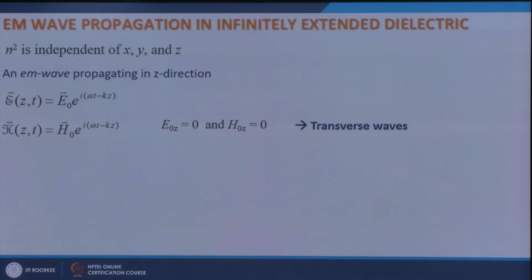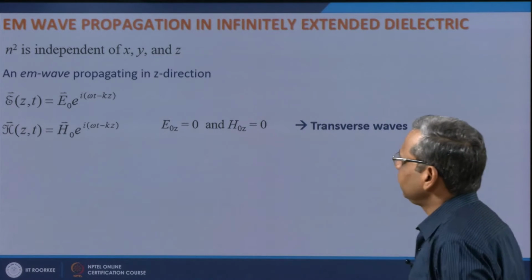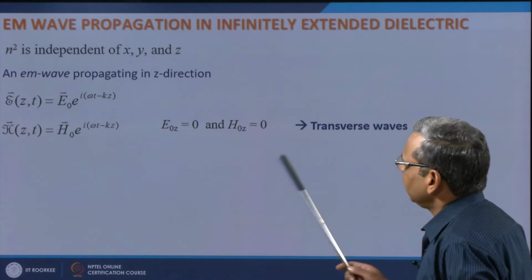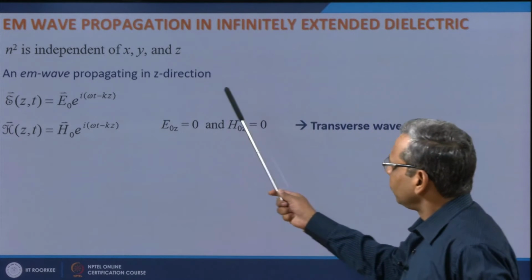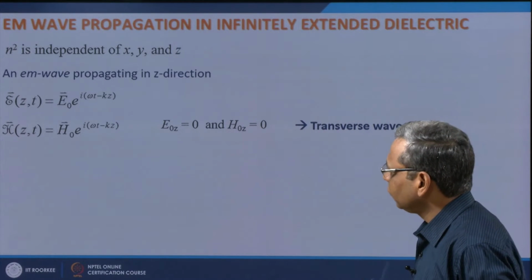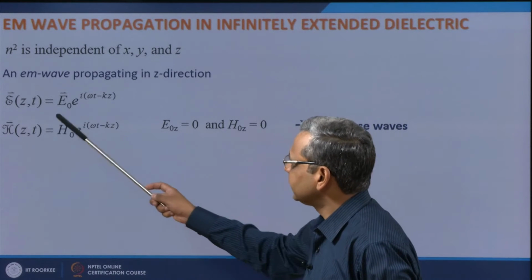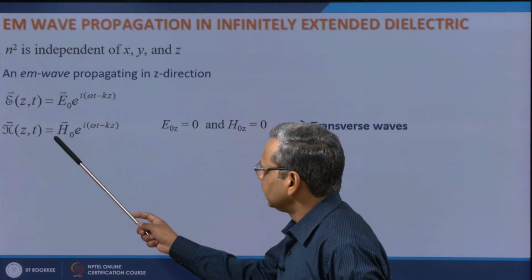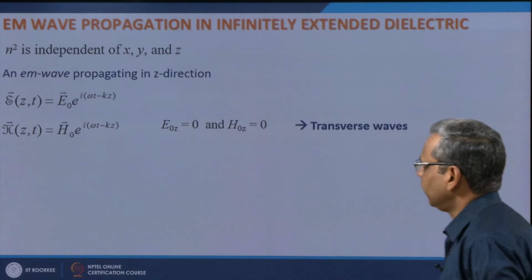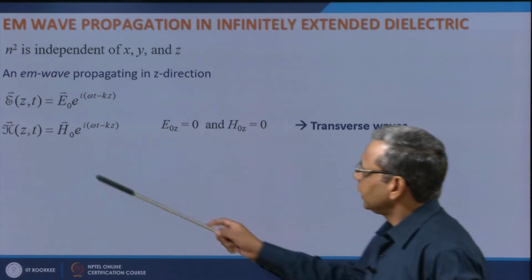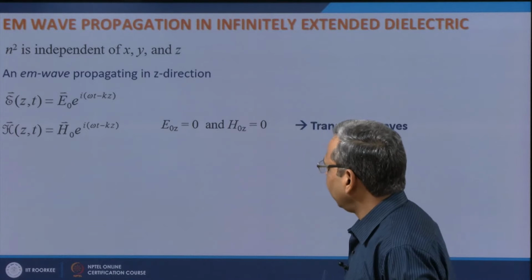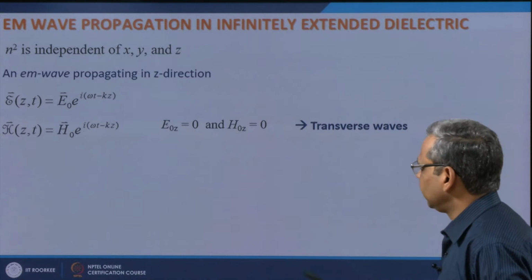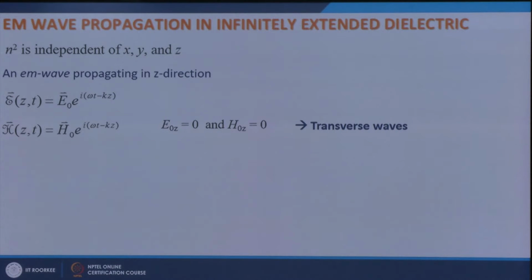So, in an infinitely extended dielectric medium, n square is independent of x, y and z. So, it is a homogeneous medium. Then an EM wave propagating in z direction has an electric field and magnetic field given by E(z, t) is equal to E 0 e to the power i(omega t minus k z) and H is equal to H 0 e to the power i(omega t minus k z). So, this has x, y and z all the components, and we had shown that for such a case E 0 z and H 0 z are 0. So, this is a transverse wave.